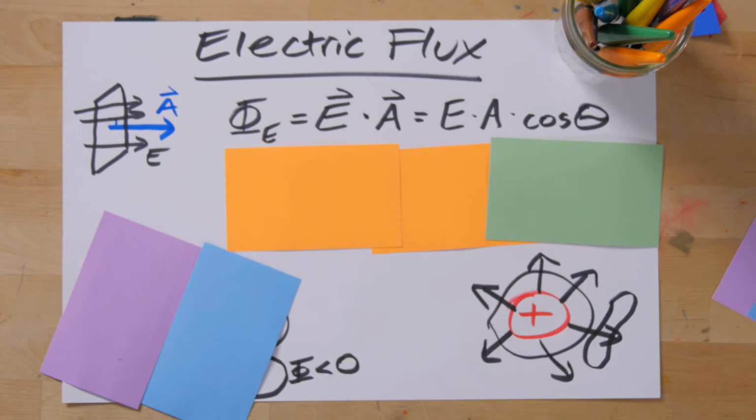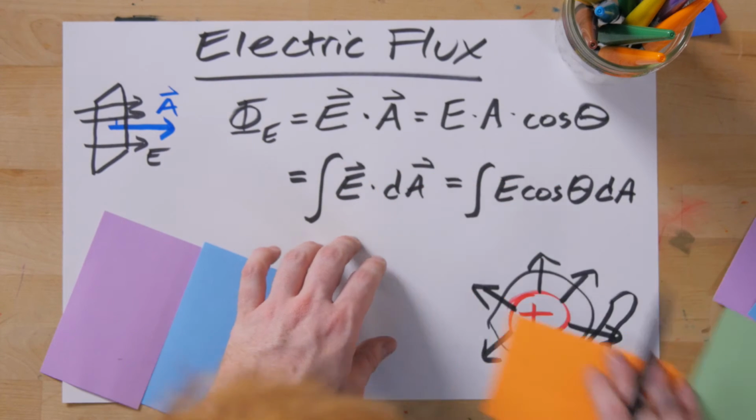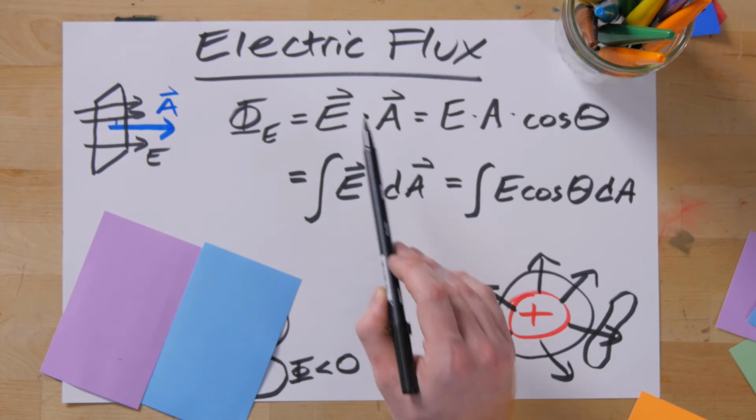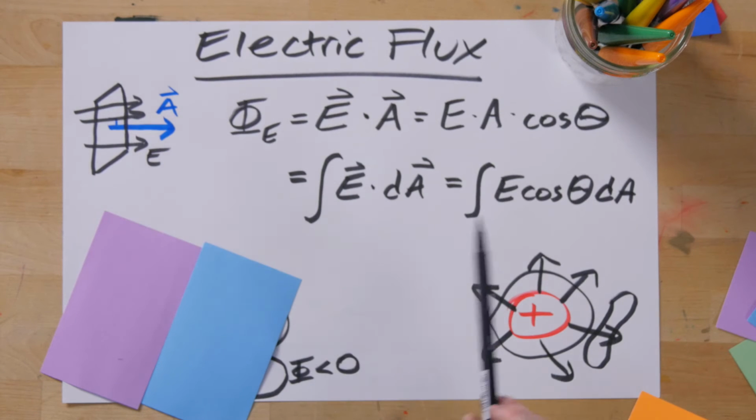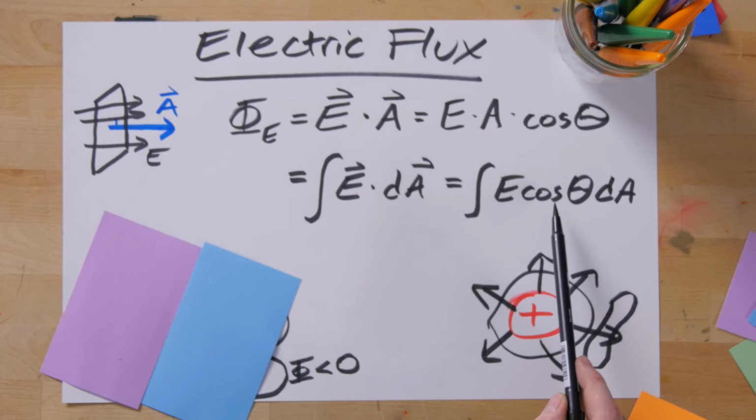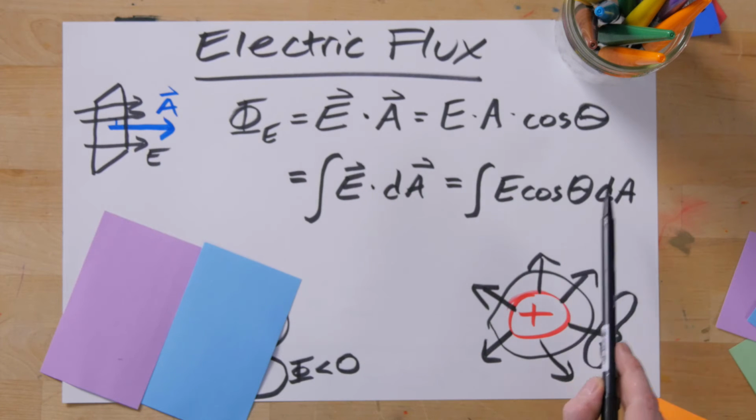We also have an integral representation of this equation. In this case, we look at small bits of area and the electric field going through it, and then add up all of them. In this class, E cosine theta, which is just the dot product version of this, will just be a constant so that the integral actually becomes a lot easier.